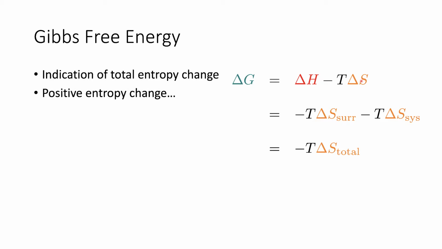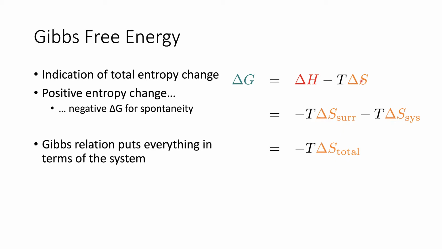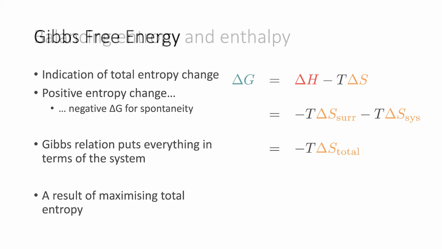So remember, by the laws of thermodynamics, the second law, we have to have a positive entropy change which forces a negative delta G. So we're accustomed to the idea of delta G being negative for a spontaneous process. But remember, that Gibbs relation puts everything in terms of the system. We don't need to calculate the entropy of change of the surroundings because it's all accounted for in terms of the Gibbs energy of the system. And fundamentally, the negative delta G for a spontaneous process is a result of maximizing the total entropy.